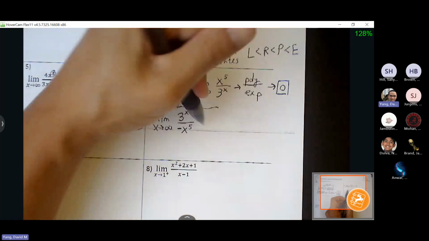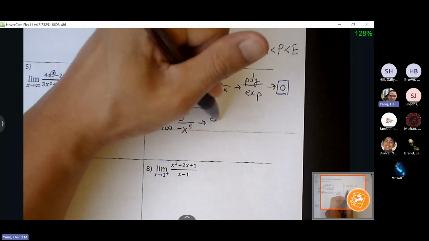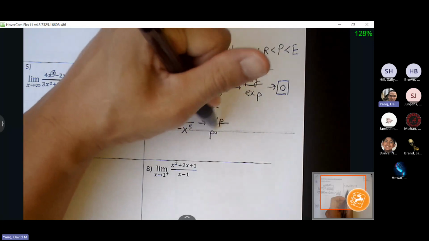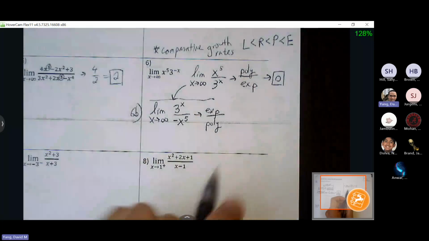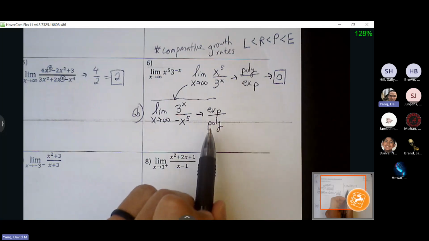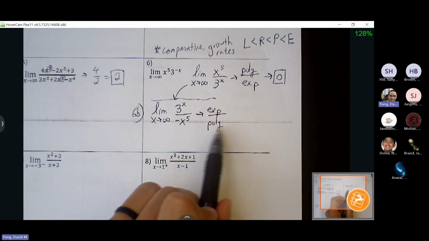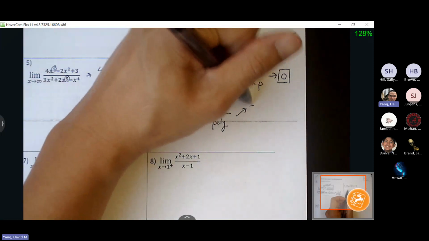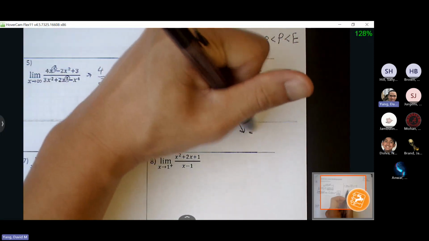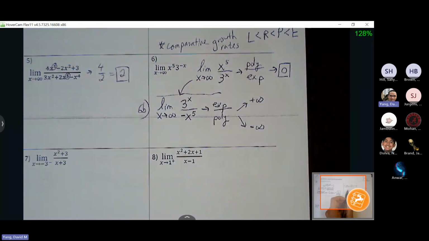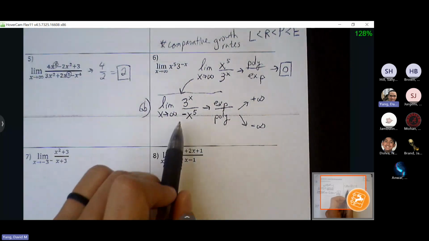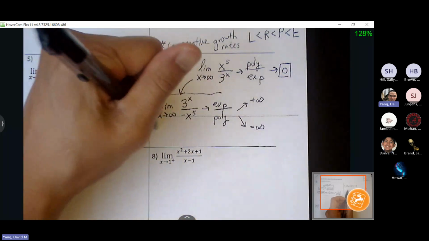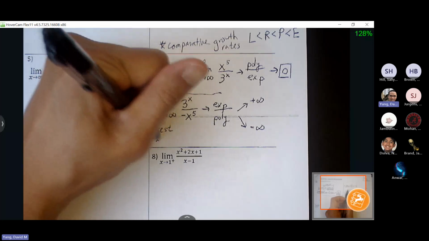But the difference here is my exponential is above and my polynomial is below. So my numerator is getting larger and larger, faster than my denominator. So I know that my overall fraction is getting larger. So it's either going to go up to positive infinity or negative infinity, right? Depending on the signs. But we know that it's going to be growing without bound. And so we're going to test 100 to see which direction that we're headed.